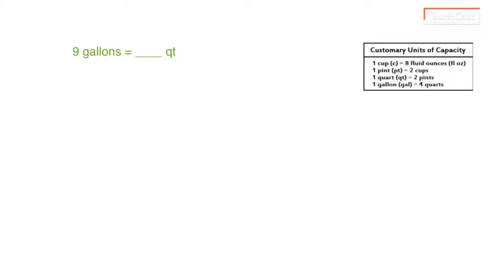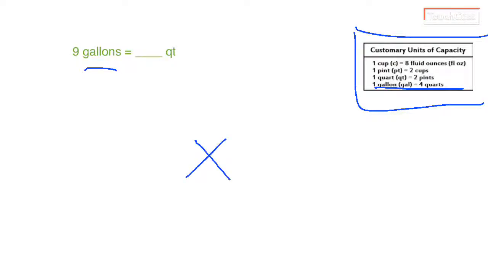So here we go. I'm going to think about what part of my chart I am going to be looking at. So gallons to quarts. That means I'm going to be using this. So 1 gallon equals 4 quarts. So now I'm going to think, am I going from big to small or small to big? Gallons is the largest that we have, so I'm going from big to small. And when I go from big to small, I multiply.